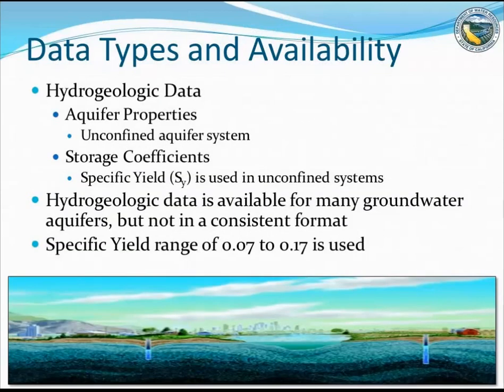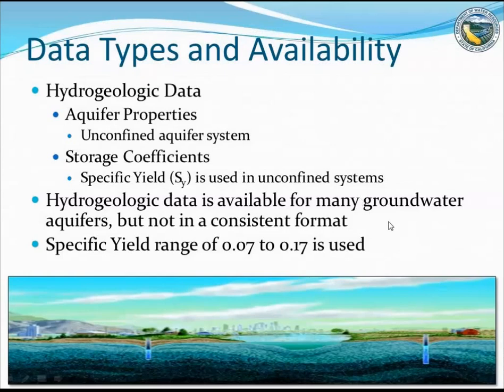So hydrogeologic data is another important type of data, and that's information related to the actual aquifer where the groundwater is. In estimating changes in groundwater in storage, the most important thing to consider is a storage coefficient, which in unconfined aquifer systems is called the specific yield value. And that's that little block I showed in the previous slide, where we use the specific yield value to convert a total volume of saturated aquifer to the available amount of groundwater in that aquifer.